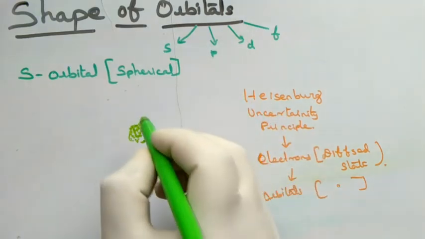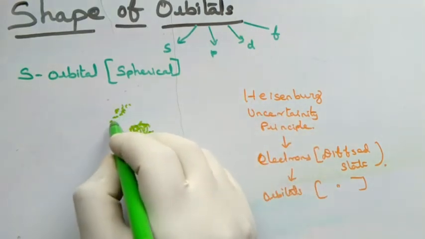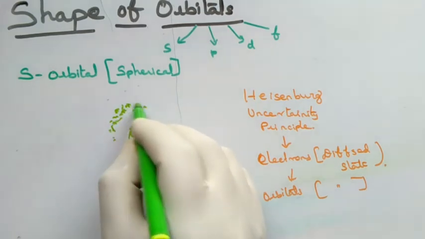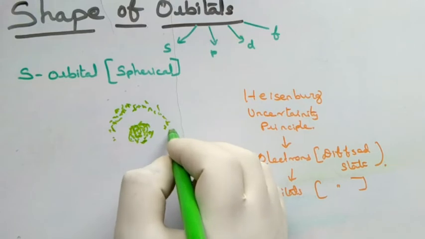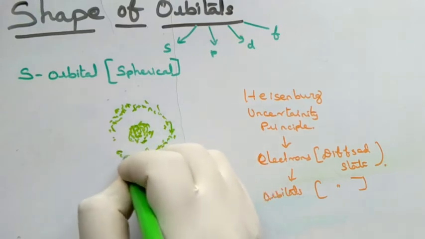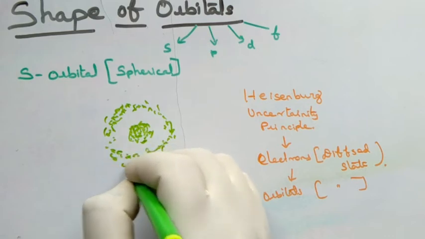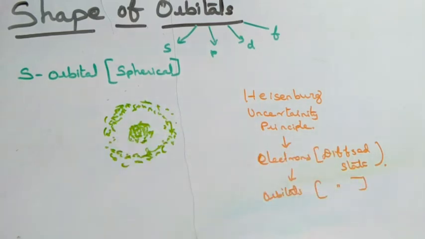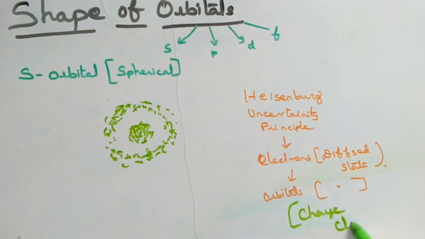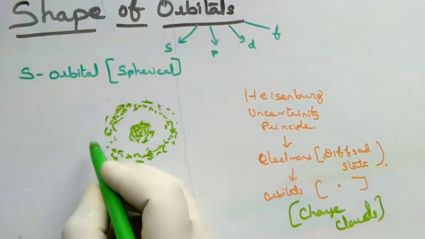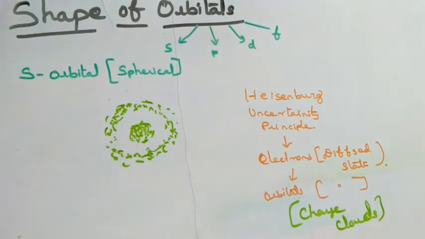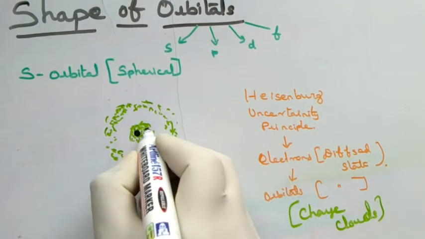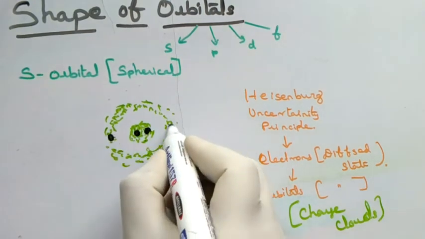The next energy level s orbital is 2s orbital. 2s orbital is bigger than the 1s orbital. Due to the diffused state of electrons, orbitals can be visualized in the form of charge clouds. There are 2 electrons in the first shell, because in 1s maximum 2 electrons can occupy. In the 2s also 2 electrons can occupy.